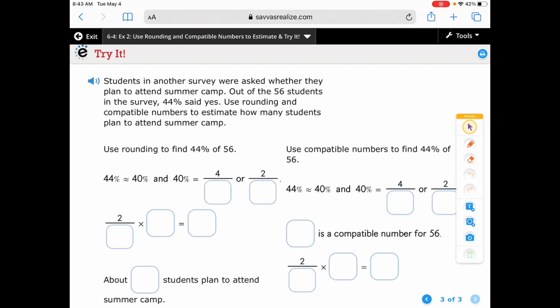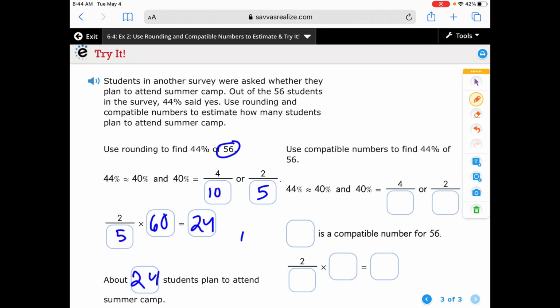Right now, for the Try It, it says use rounding to find 44% of 56. All right, so 44% is close to 40. So we'll do 4/10 or 2/5, right? 56 rounds to, so let's take a look here. And then we do 2/5. This number here rounds to 60, so we do 2/5 of 60, which ends up getting us 24. So we could say about 24 students plan to attend summer camp.